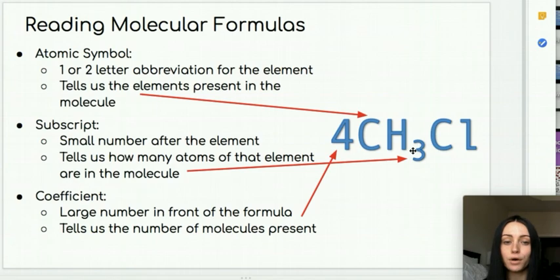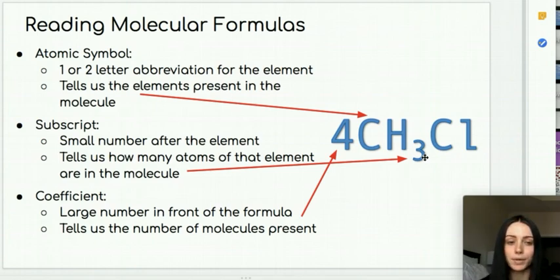So again, we know that this comes after the element that it correlates to, not before. So I come to the subscript and I want to look at the preceding symbol to see who that belongs to. In this case, the 3 comes after the H. That tells me that there are 3 hydrogen atoms present in this compound.